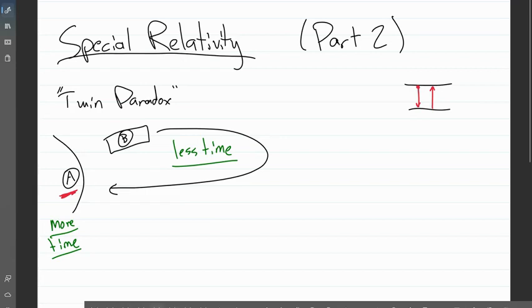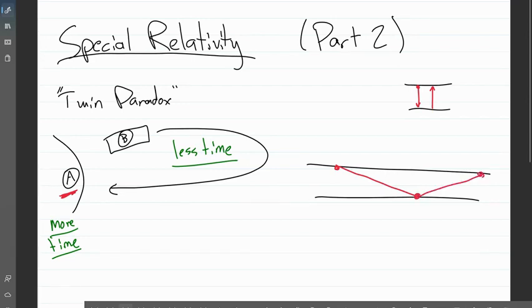But twin A sees B moving as that photon travels. So A sees that happen. This is A's perspective, and this is B's perspective. So that's how we get this fact that person B experiences less time than person A experiences.